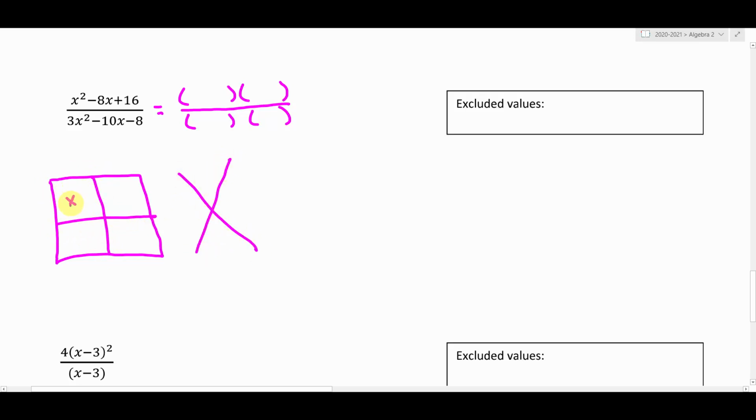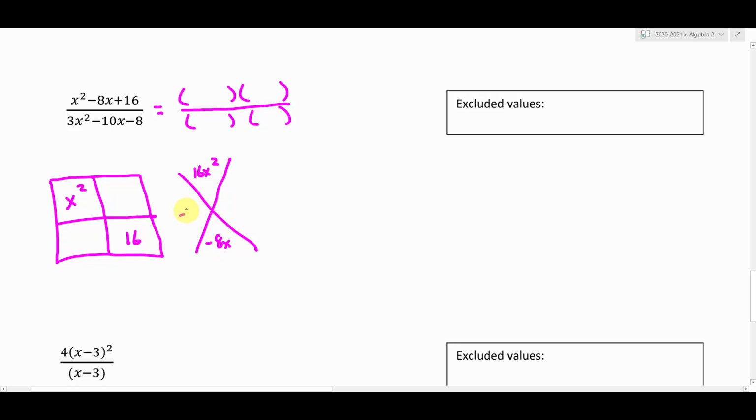Okay, so I put the x squared in the upper left-hand corner. The 16 goes in the bottom right. The -8x goes in the bottom of my diamond, and then I multiply to get the top, so we would get 16x squared. So I'm looking for two numbers that multiply to give me 16 and add to give me a -8.